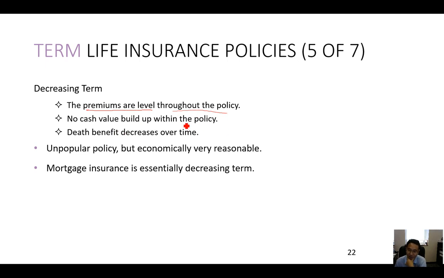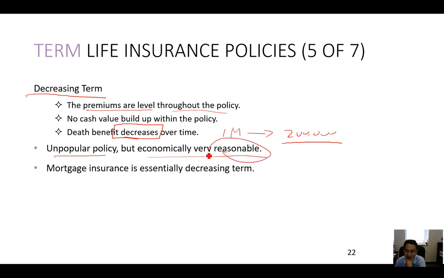No cash value build up. Death benefit decreases. It makes sense, right? So sometimes you don't need a lot of protection. Just like I mentioned, when my kids are growing up, they can find a job. I don't need a lot of protection anymore. So why don't I drop from 1 million to maybe $200,000 just for my wife or for the house? Okay. It's not popular, but economically very reasonable. It's very, very reasonable, right?